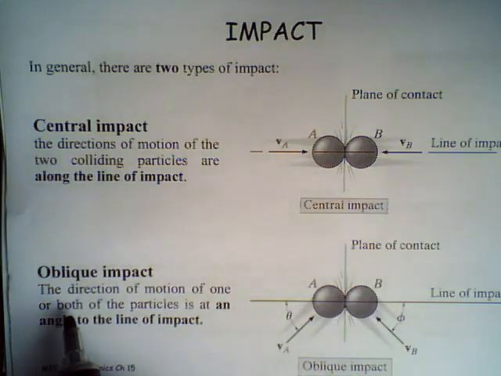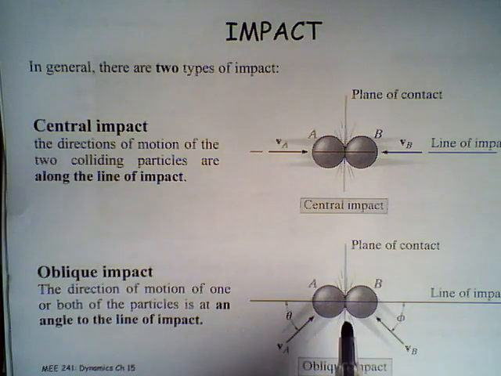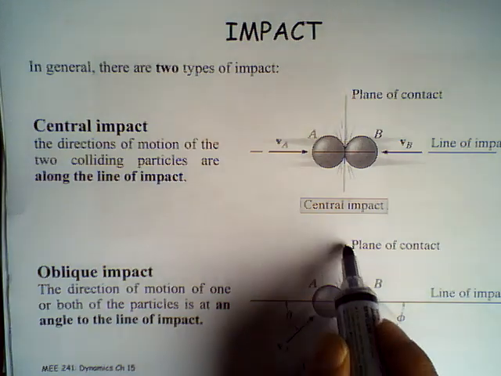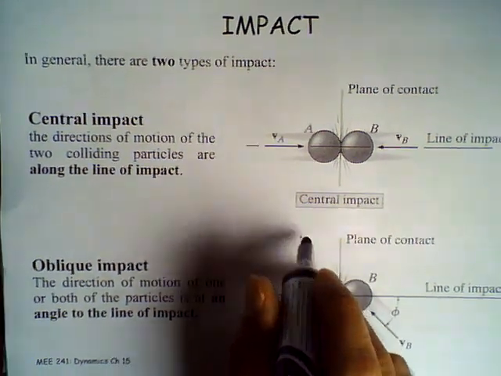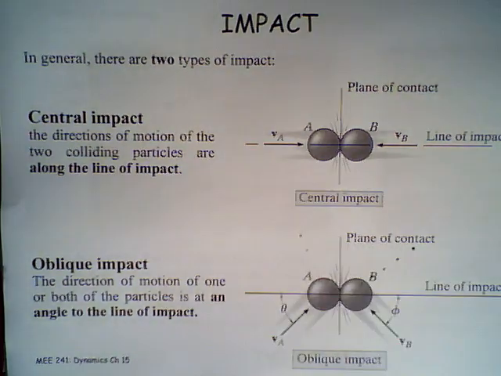Today we are going to look at the oblique impact. The oblique impact is when A and B are colliding at this plane of contact, and then after this A would be going like that and B may be going like this. And here's what is going to happen.